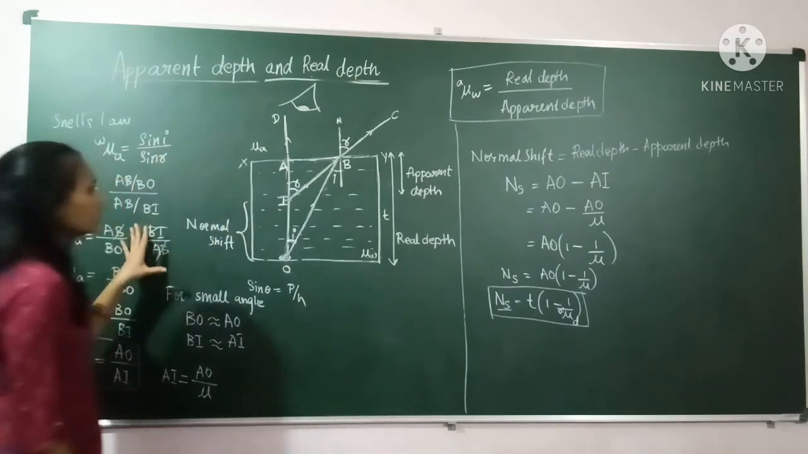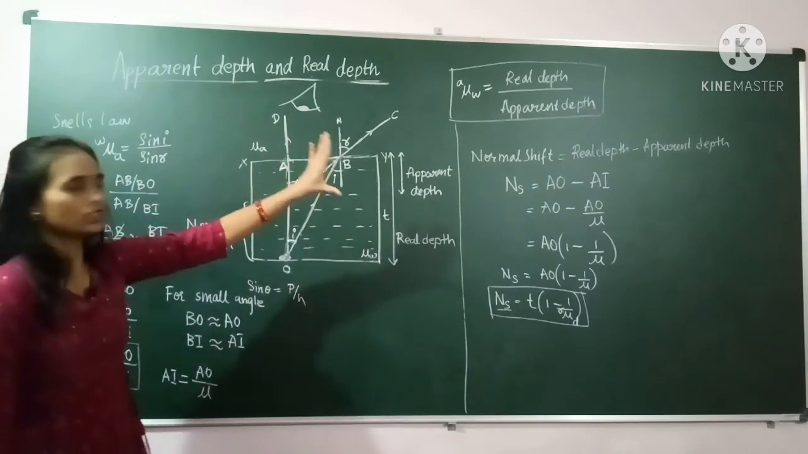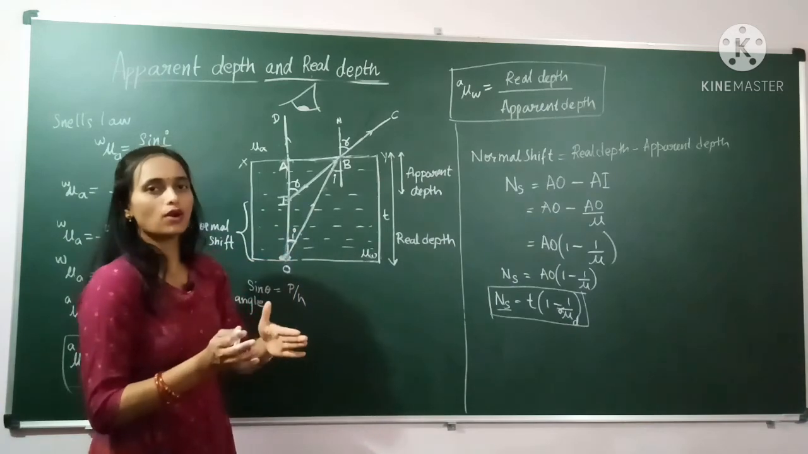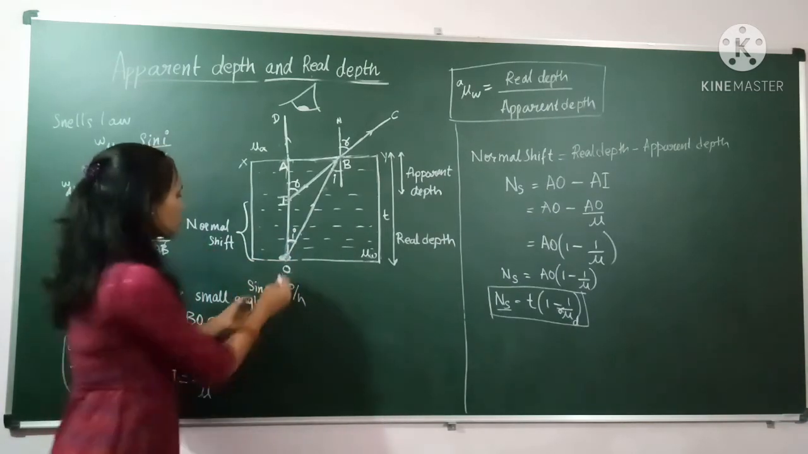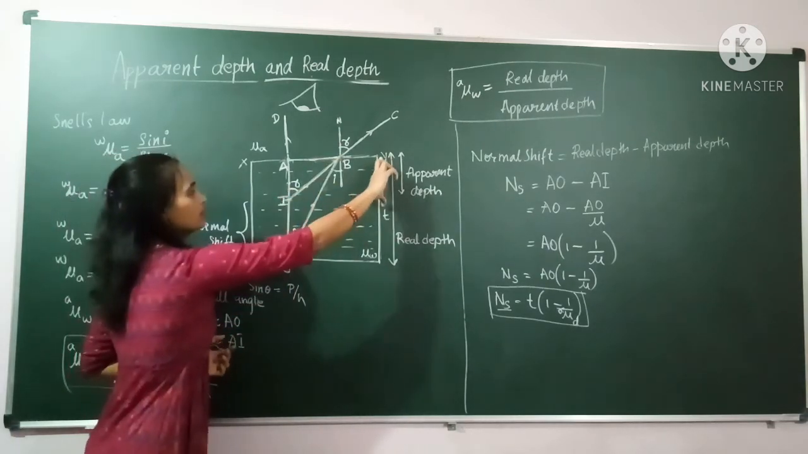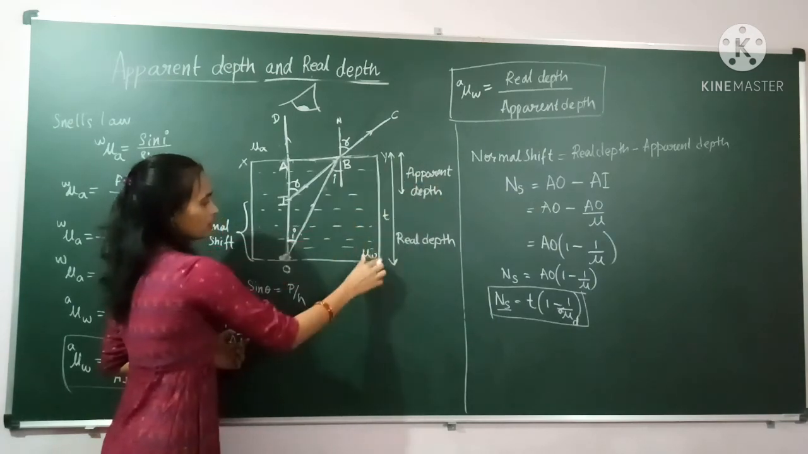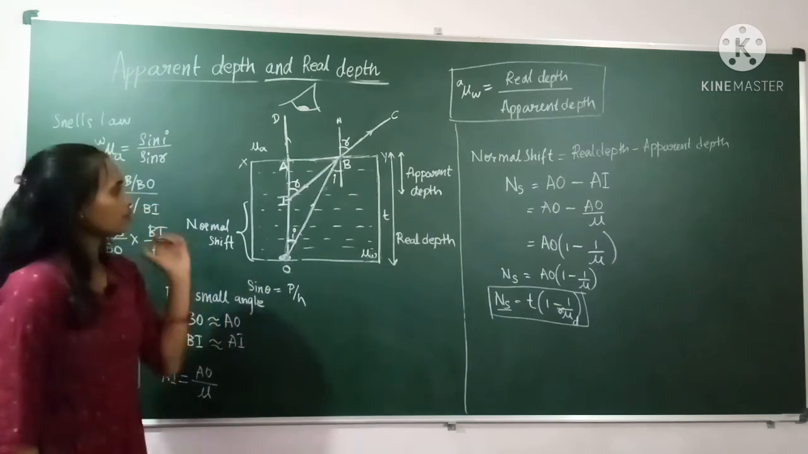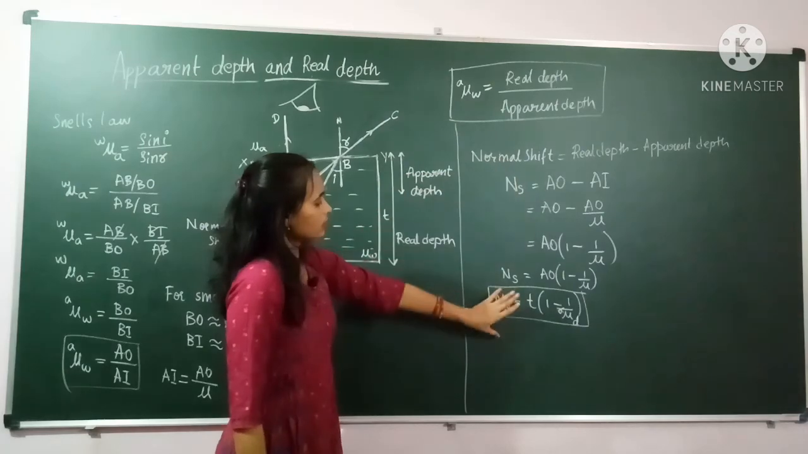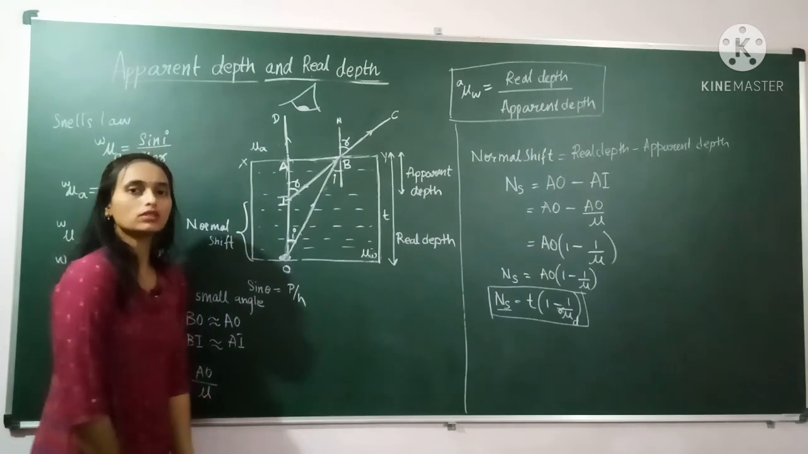So this is all about the real depth and the apparent depth. Apparent means it appears, which is the false depth. Our eye is not able to see the object at its actual position. Because of refraction it appears here, so this depth is not the real one, so it is called the apparent depth, and this is the real depth. Next, we will solve numericals based on these two formulas. These two formulas are necessary and important for the numericals.